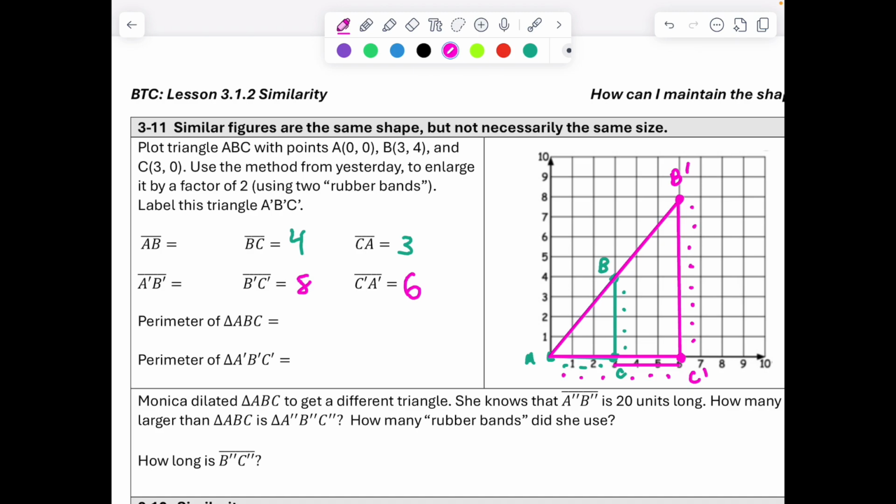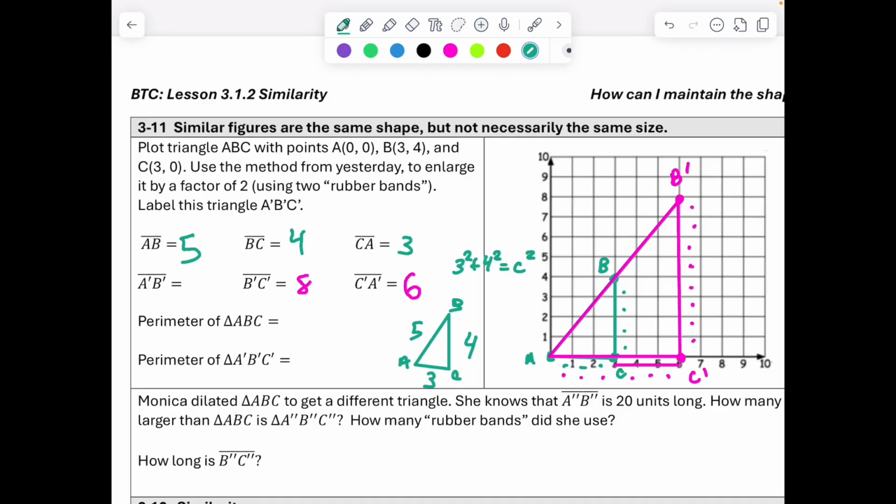And now AB, because this is a diagonal, we're going to need to use our Pythagorean theorem that we learned about in the previous unit. So for regular triangle ABC, this was 3 long, this was 4 long. So if we use 3 squared plus 4 squared equals C squared, right? 3 squared is 9, 4 squared is 16, and those add up to 25. So C is going to be the square root of 25, which is 5. So AB is 5.